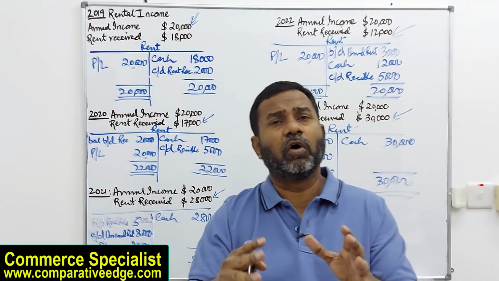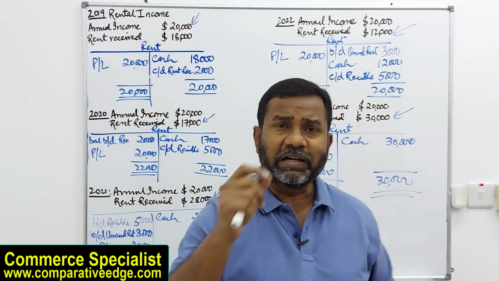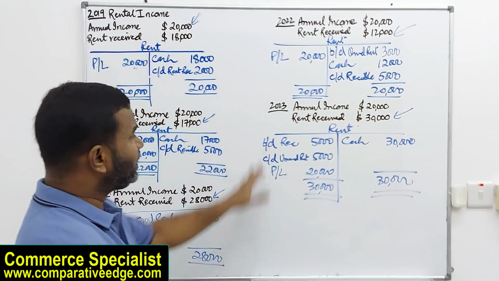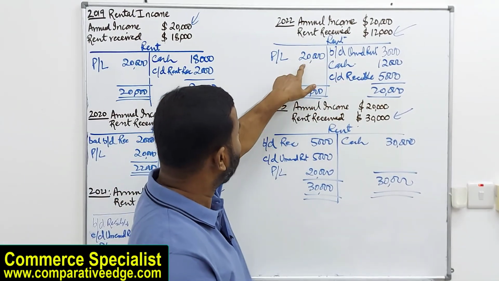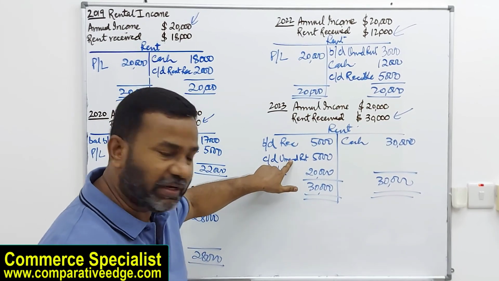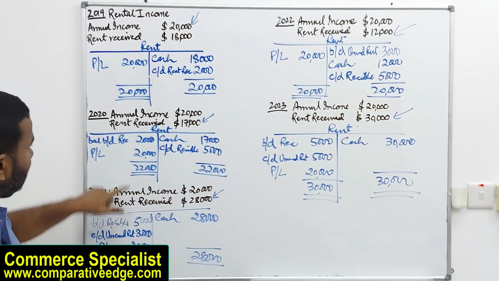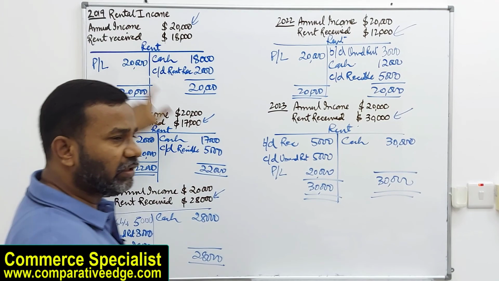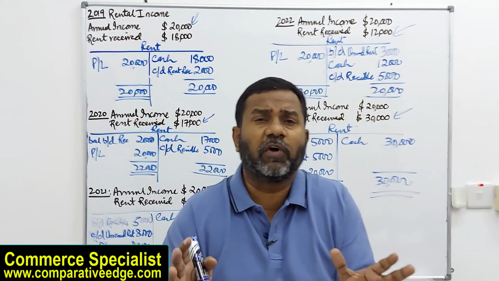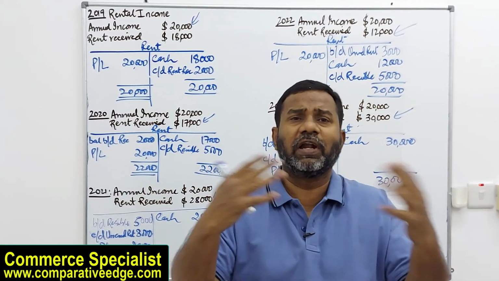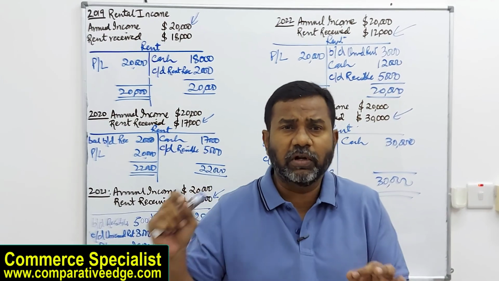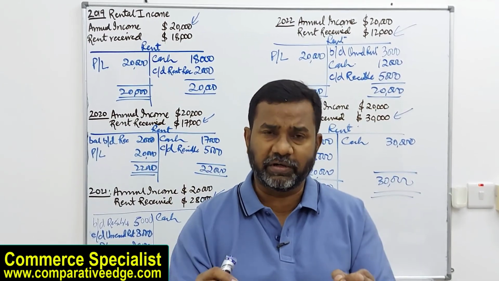And the balancing figure always goes into the profit and loss, and it has to be in any of these cases. If you look at profit and loss, how much? 20. Which means irrespective of the amount you receive more or less, what goes into the profit and loss is the rent for the accounting period, which is 20,000.